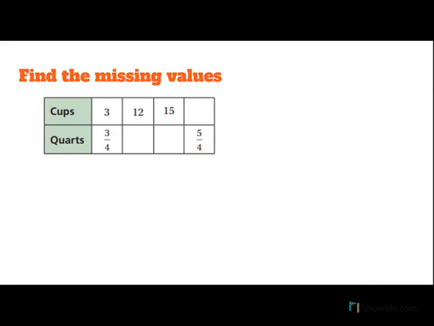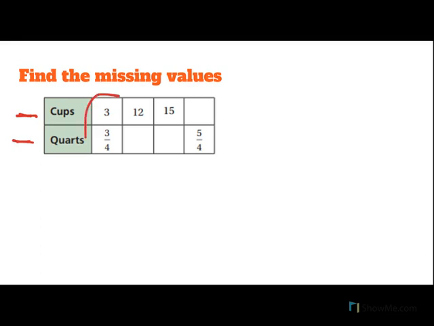Now, one way we can use this when we start getting some more difficult values is what's called a ratio table. We can look at different ratios as we go to try and come up with the equivalent ratios. Here we have a couple things. We're comparing cups to quarts.